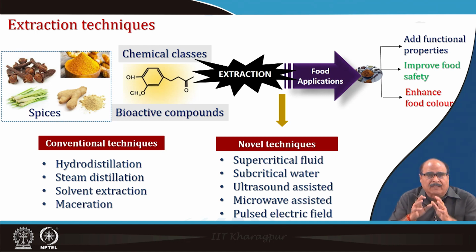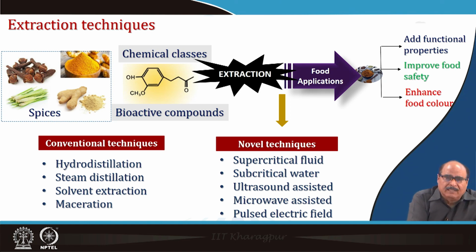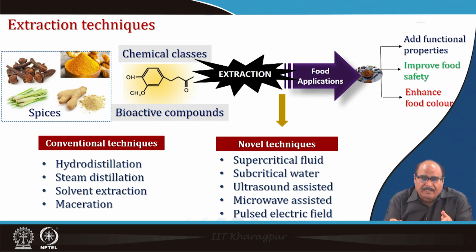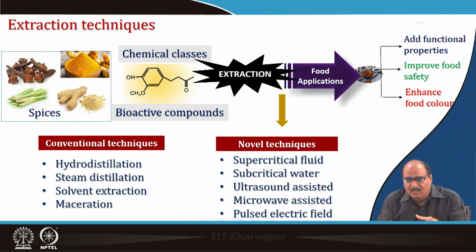So, for the extraction of these essential oils and oleoresins, different techniques are used. You have seen in the earlier slides that spices are a hub of various chemical compounds and bioactive compounds. So, appropriate extraction technologies are used, like conventional methods: hydrodistillation, steam distillation, solvent extraction or maceration, whereas novel techniques like supercritical fluid extraction, subcritical extraction, ultrasound assisted, microwave assisted or pulsed electric field assisted extraction technology are used.